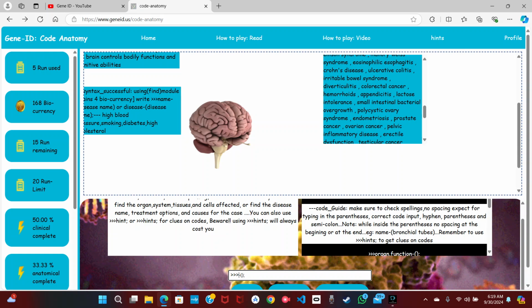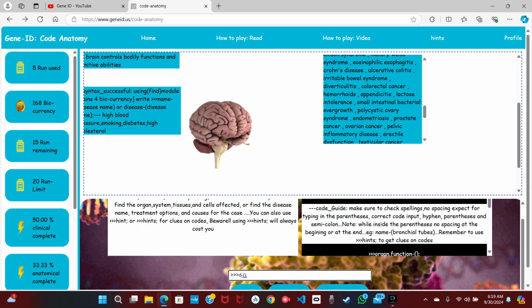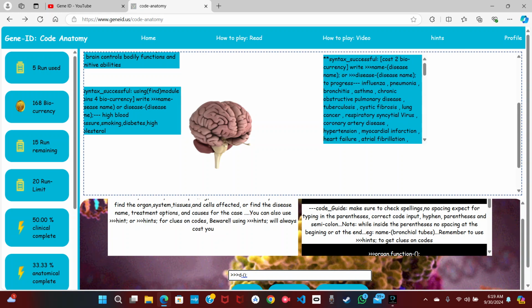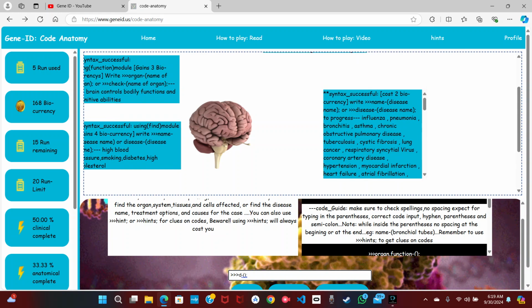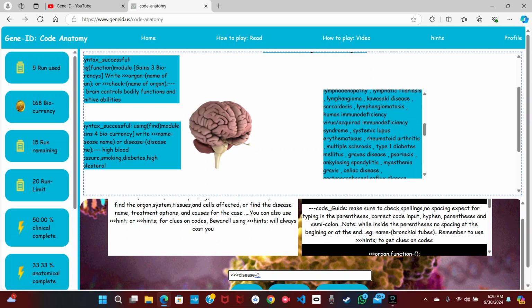Okay. So again, you could type name or you could type disease. Let's see what it told us here. It says right, name or disease. So whichever one, but I would just go with disease. And this is a disease name.